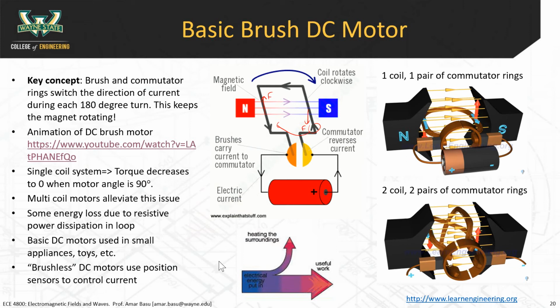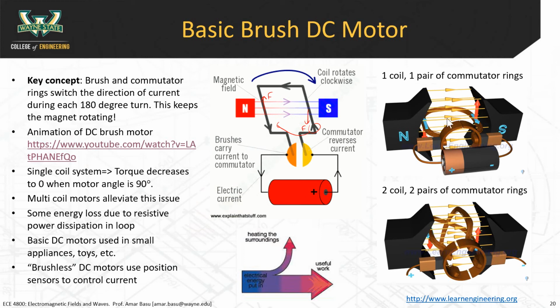All right, so this is called a brush DC motor because the commutator rings rotate, and the coil is connected to the commutator rings through something called a brush. This type of motor has some issues with reliability because the brush can get worn out over time. It also has some extra resistance. So there are other motor designs that are used instead of it.